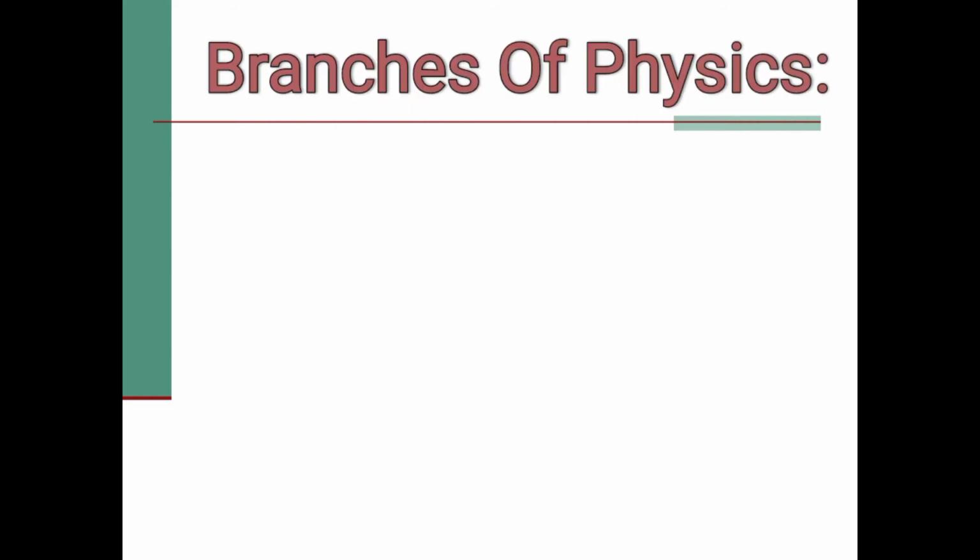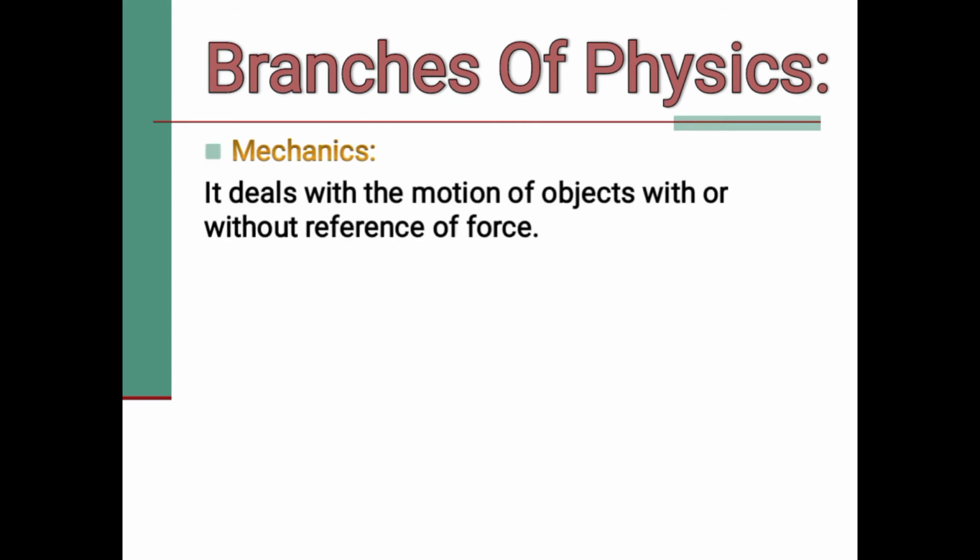Now move on to some important branches of physics. Students, I am repeating again, I am not going to explain each and every branch of physics, but here I am going to explain some important branches. So number one is mechanics. What is mechanics? It deals with the motion of objects with or without reference to force. Motion of objects means movement of objects. So if you want to move objects, you should apply some force.